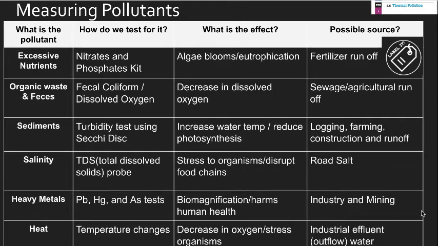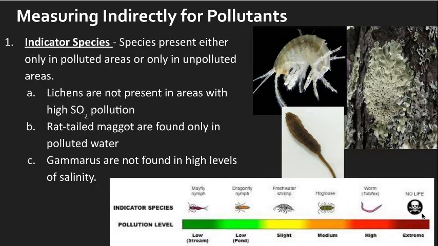We see this in industrial effluent outflow water. So something like an industrial source that uses water to cool something, or a power plant, the water heats up and then it's not polluted necessarily in any way, but it's warmer than the natural water and it's dumped back out into the main body of water, which changes the temperature.